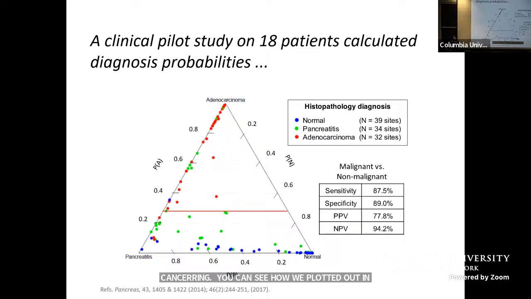What we can do then is draw a line and say anything above this line in this area of this graphic, we're going to call cancer. Anything below, we're going to call benign, and so forth. And when we draw the line at this location, just to give you a sense of the sensitivity, specificity, positive and negative predictive values, we have about 90% sensitivity and specificity, and closer to 80% positive predictive value, 94% negative predictive value.